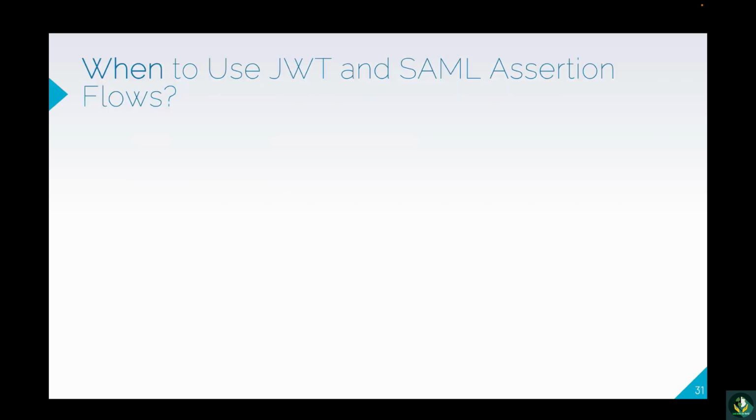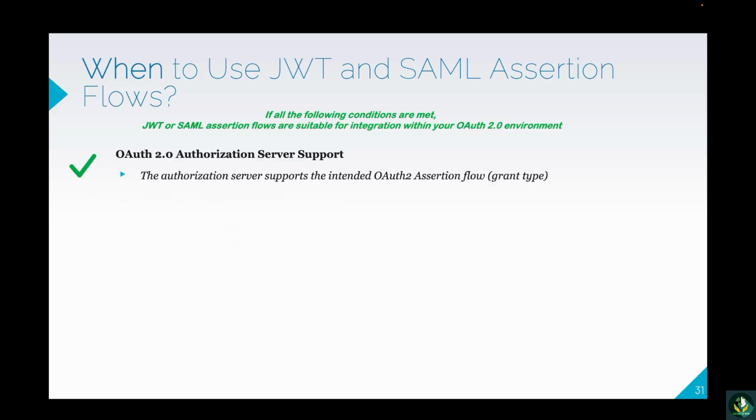Now let's discuss when to use JWT and SAML assertion flows. If all the following conditions are met, JWT or SAML assertion flows are suitable for integration with a new OAuth 2 environment. First, OAuth 2 authorization server support. The authorization server must support the intended assertion flow. Not all OAuth 2 authorization servers do, so it's essential to verify this before proceeding.